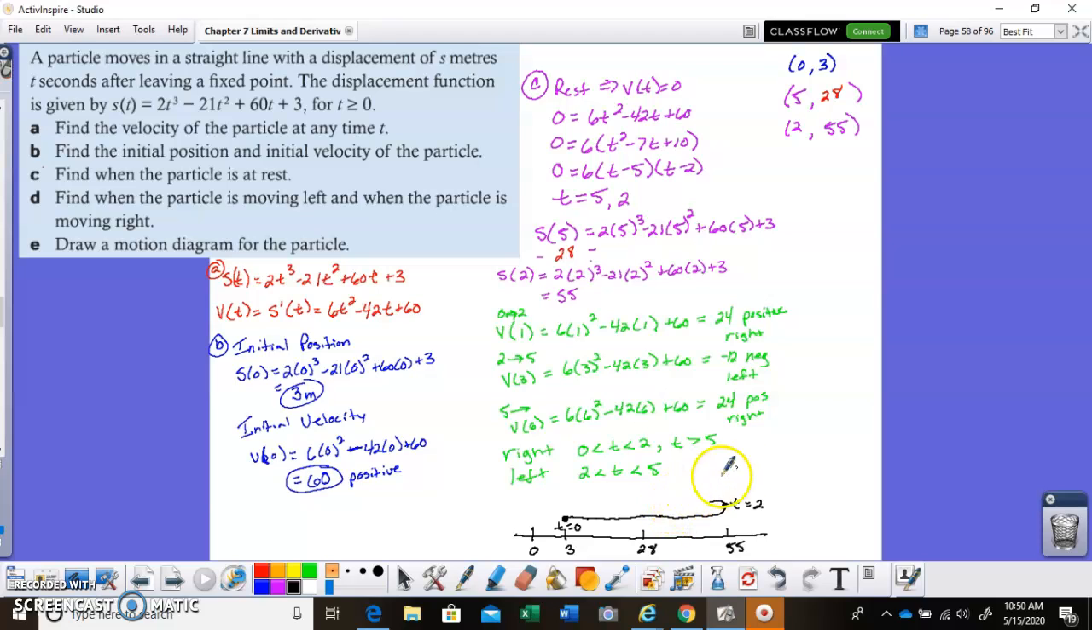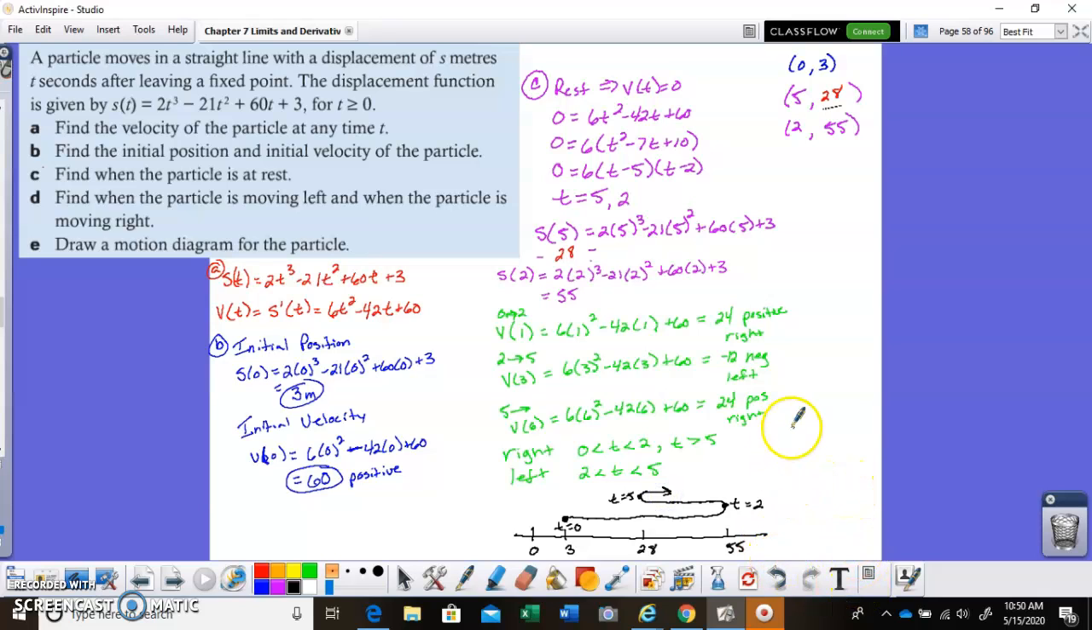Before I start drawing this again, I want to figure out the next time it comes to rest. Well, the next time it comes to rest is at 5 seconds at the 28 mark. So we go over here to the 28 mark, and it comes to rest at time equals 5. Okay? And then what happens after time equals 5? Well, that's when it was moving to the right again. So that means we go like this, and we just draw an arrow at that point. That is a motion diagram.